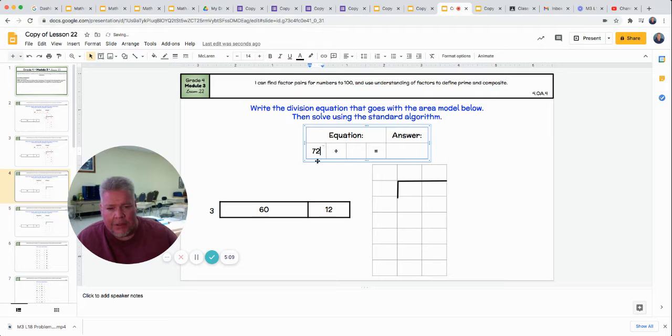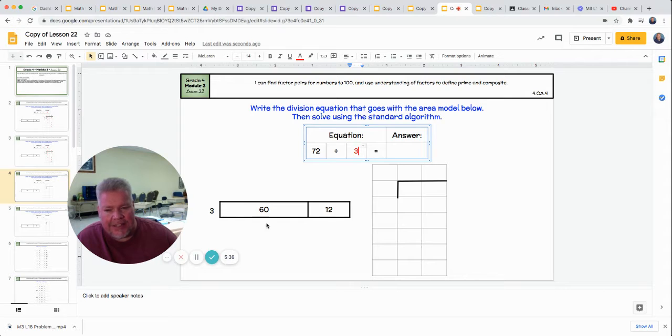72. What are we dividing by? By 3. And we'll talk about why they divided it up this way in this area model. Can I do 60 divided by 3 pretty simply? Sure, but I couldn't have done 70 and a 2 because I don't know what times 3 gives me 70, and 3 won't even go into 2. So this was broken up like this to make it a little easier to solve.